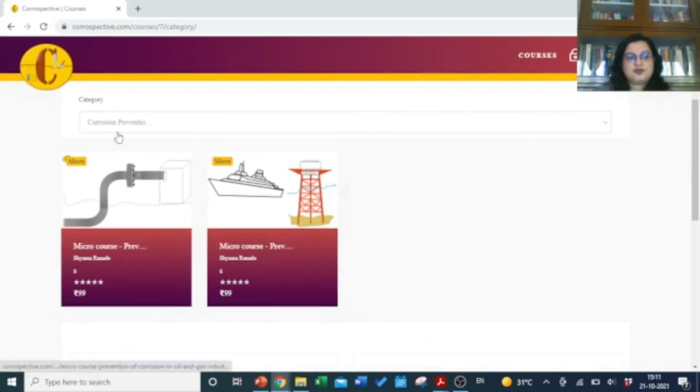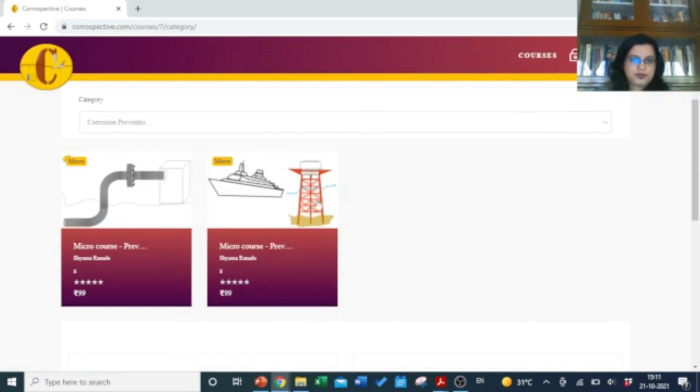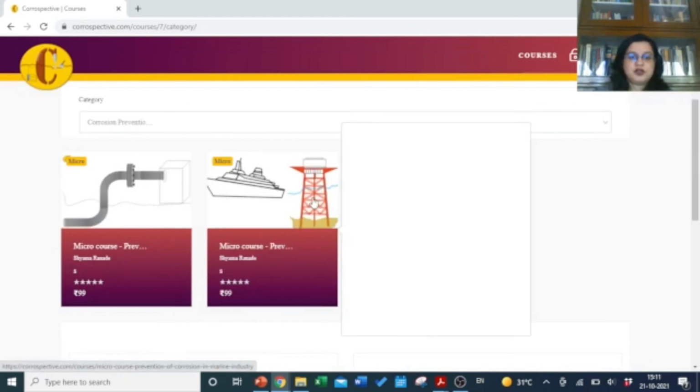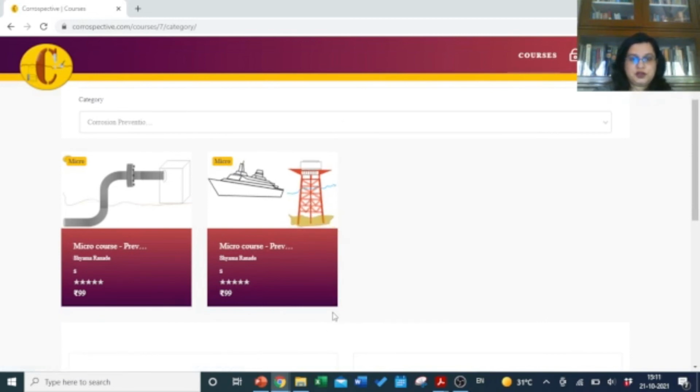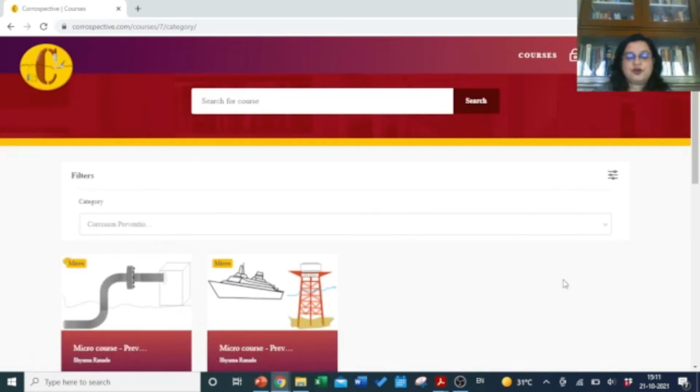In micro courses, for example, corrosion prevention, you will have corrosion prevention methods for oil and gas. Here you have corrosion prevention methods for industry. So in these cases it is very easy for you to go over only that topic. You don't want to go into types, you already know the types, that is fine. You want to refresh prevention methods, great, you go to this micro course and select this course.